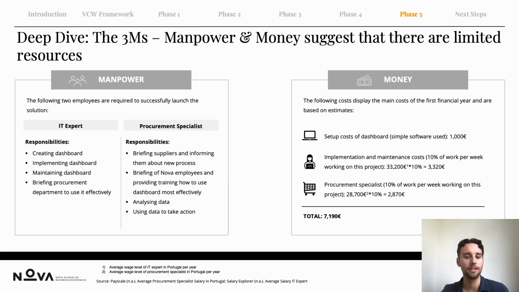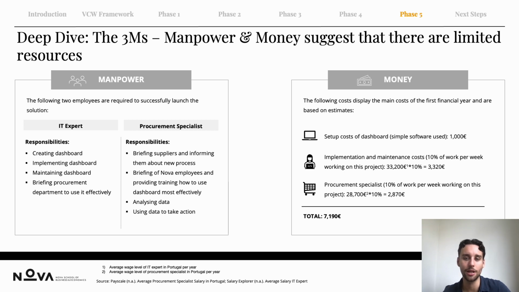And here we basically need some briefing for the suppliers that they also self-evaluate themselves. Then we need the briefing of other Nova employees, which might use the dashboard, and then also analyze the data and take action if something needs to happen for the supplier. And then on the right, you can see the money, which basically is 7,190 euro for our project, which is divided into 3 aspects.